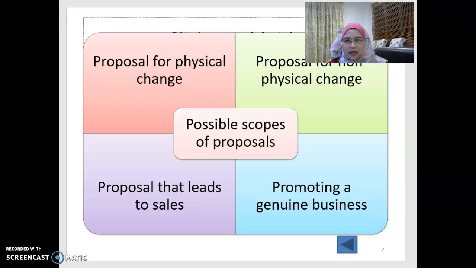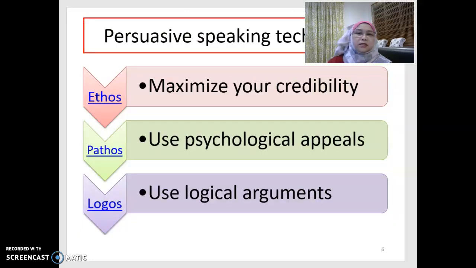And now let me go to the next point, which is the persuasive speaking techniques. So all of you must remember, when you do a persuasive oral presentation, it's not basically just talking the way you did for the informative oral presentation. You need to make use of these: the ethos, pathos, and the logos. So what do all of these three mean?